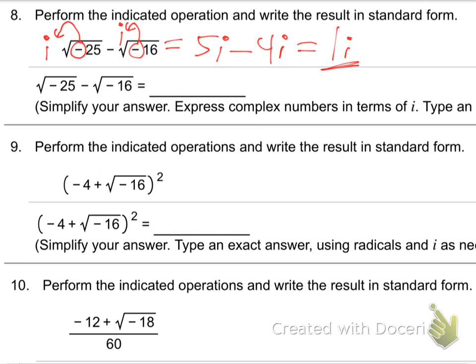Easy enough. Try number 9. I would first change this. First, what's the square root of negative 16? It's going to be 4i, isn't it? And then, what's the square mean? You got to write 2 parentheses and FOIL. So.